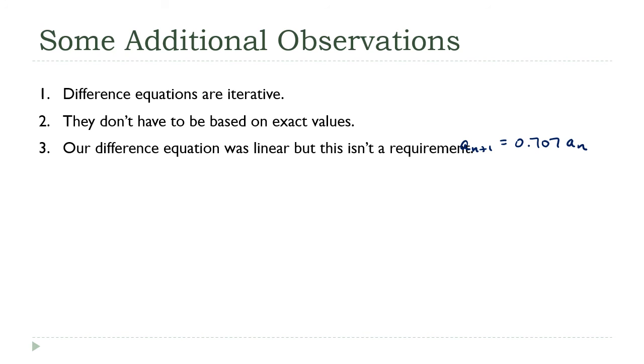And finally, our difference equation here was linear, right? The A sub n plus 1 equals 0.707 A sub n. That is a linear equation. But clearly that's not a requirement. And we will shortly be looking at some examples of some situations that are nonlinear.